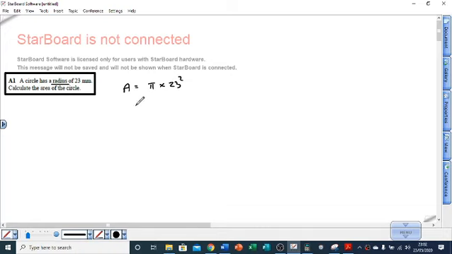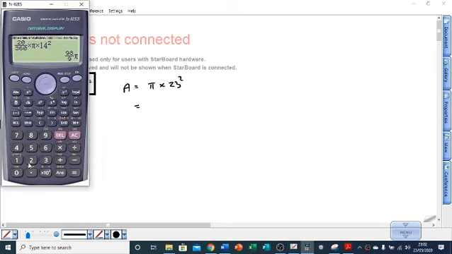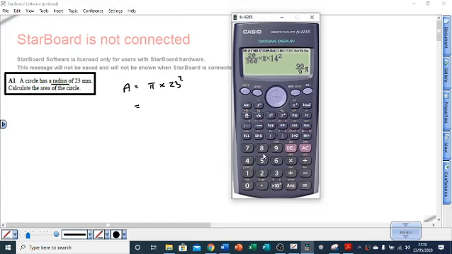Calculate the area of the circle. So I can just type that straight into the calculator. We've got shift pi times 23 squared. So the calculator is going to square this first of all and then times it by pi, and we get that. That is 100% accurate. And if the question says leave it in terms of pi, then that's it.